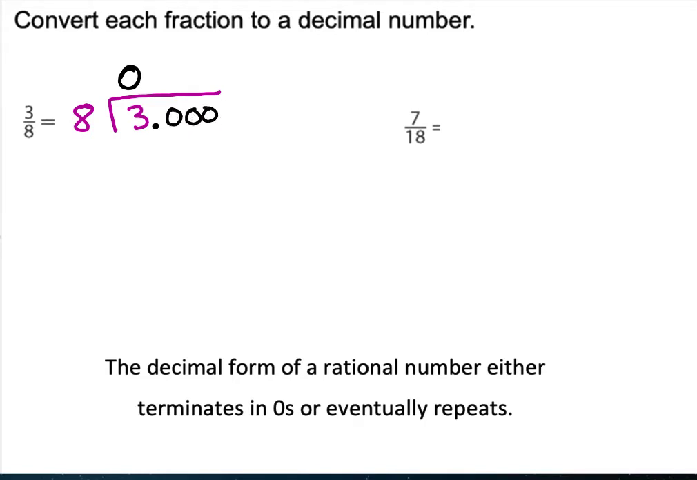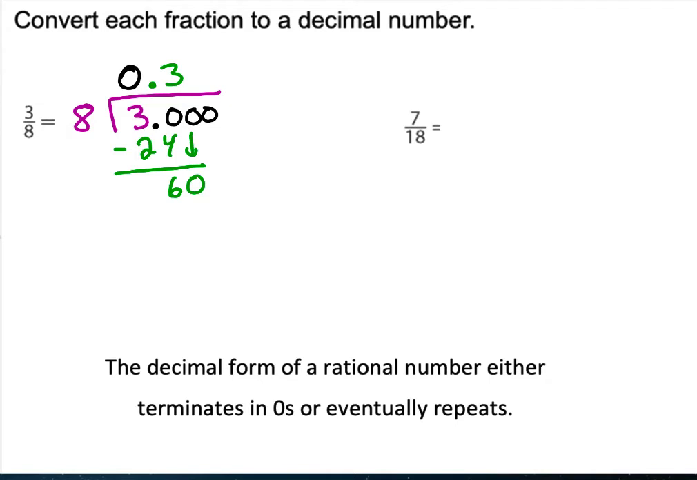Remember, we can add as many zeros to the end of a decimal as we want, as long as it's after the decimal point. So now I ask, how many times does 8 go into 30? Well, it goes in 3 times. And I bring that decimal up. 3 times 8 is 24. Subtract. 30 minus 24 is 6. And then I bring down my next number. And then I just keep making my way through the problem a step at a time.